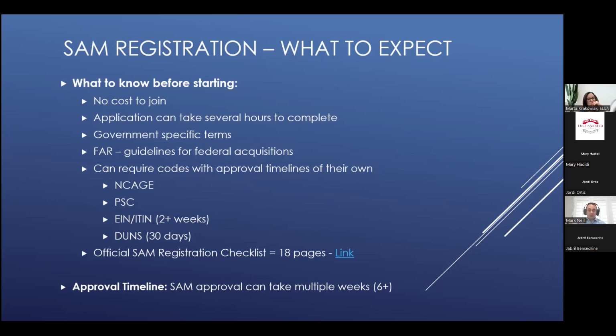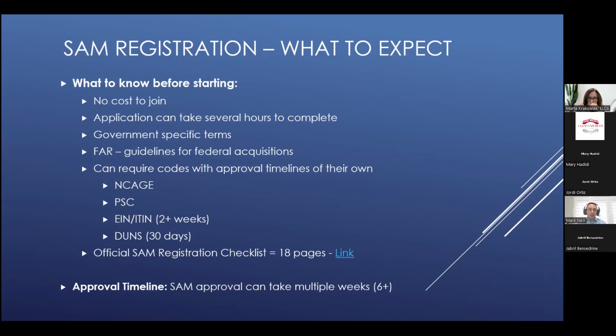So if registering in SAM is step 1, these pre-codes might be step 0. You would need to do this before getting started in SAM. And they can be CAGE codes, we'll get into that, product service codes, EIN from the IRS, and then what we term here DUNS numbers. Some of those can have very short lead times, like maybe 2 weeks. Others may have 30 days. Just for context here, the checklist, not the instructions, the checklist of the things that you need to do in SAM is about 18 pages long. The approval process can take about 6 weeks plus.